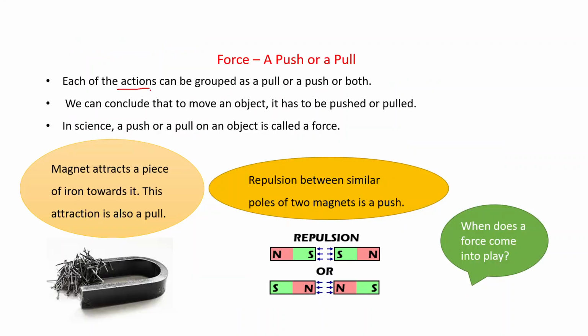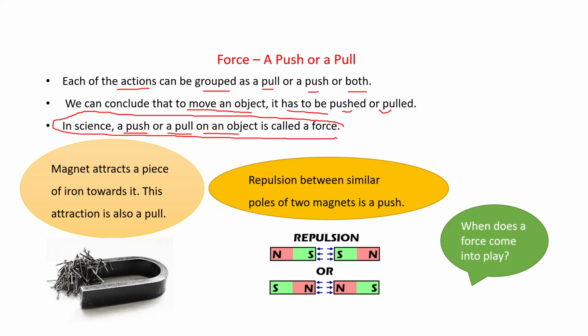Each of the actions can be grouped as a pull or a push or both. We can conclude that to move an object, it has to be pushed or pulled. In science, a push or a pull on an object is called a force. Clear? This line defines the force in science. Force is a push or a pull.